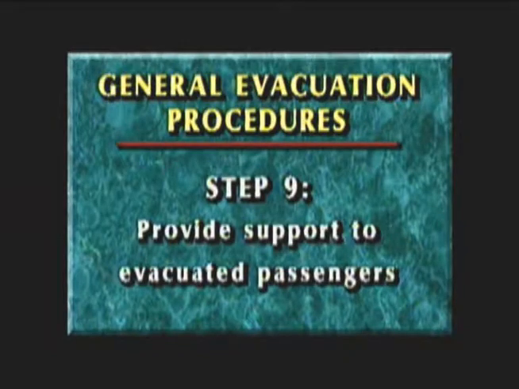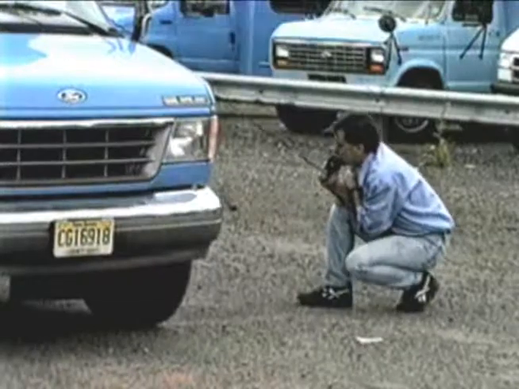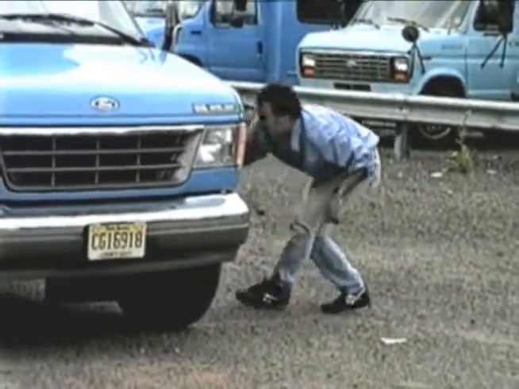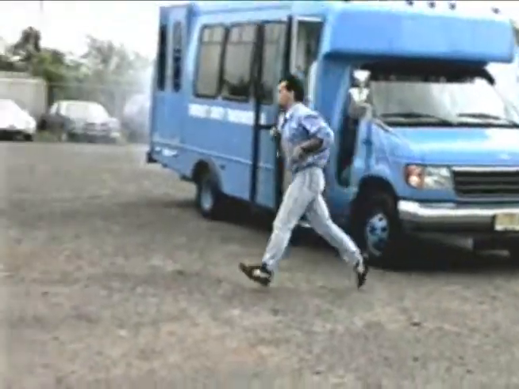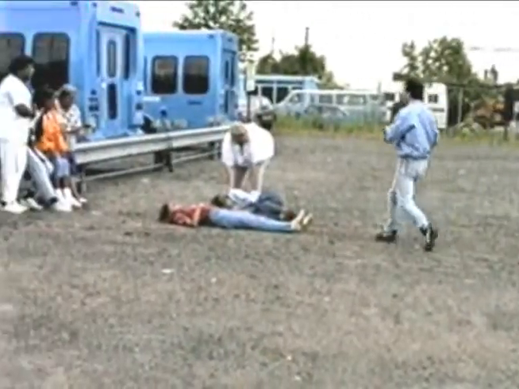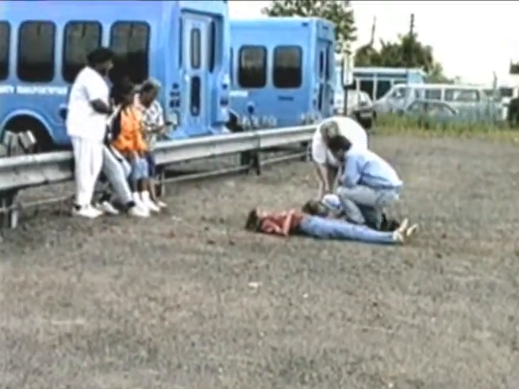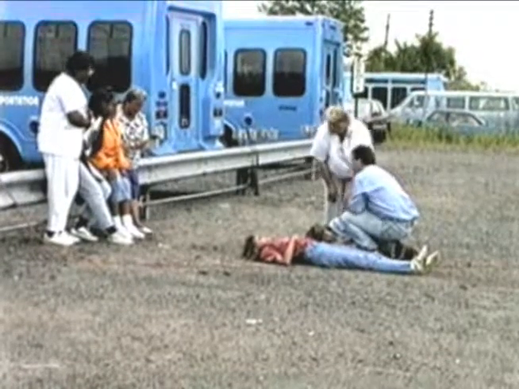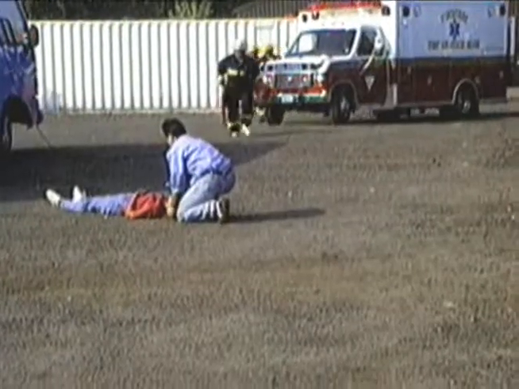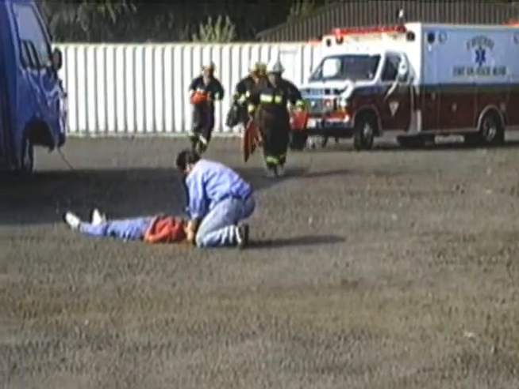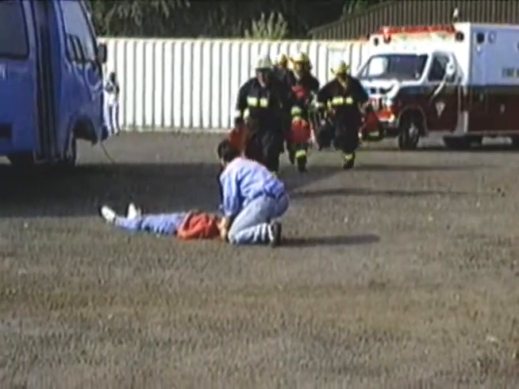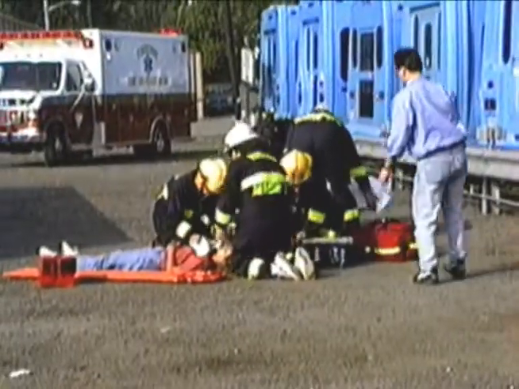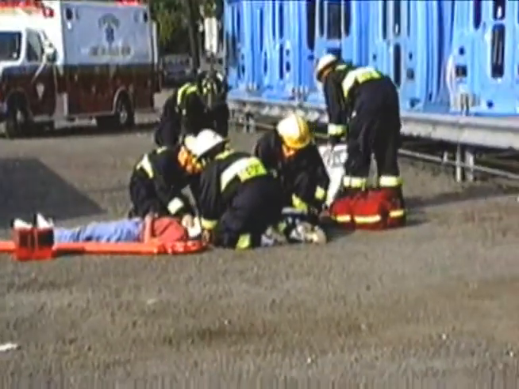Step 9. Provide support to evacuated passengers. While in the containment area, provide moral support to injured and uninjured passengers. If appropriately trained, provide life support to passengers who need it. Keep evacuated riders calm. Once rescuers arrive, they assume jurisdiction over the evacuation process. Cooperate with the rescuers and provide them with all appropriate information.